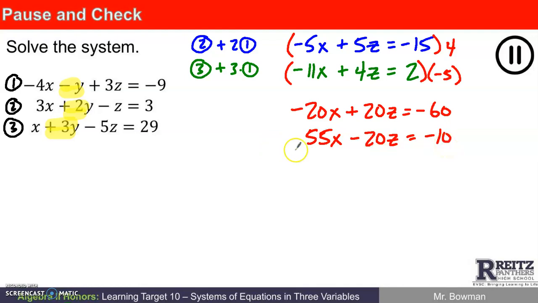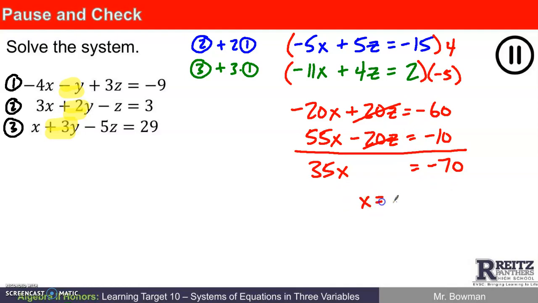If I add those together, these will cancel. This is 35x equals negative 70. Okay. That means if I divide both sides of that equation by 35, x is negative 2, isn't it? 1 down, 2 to go.